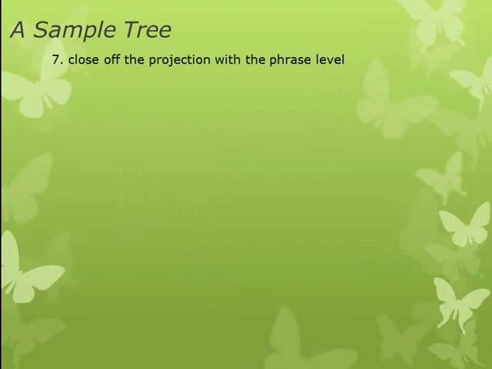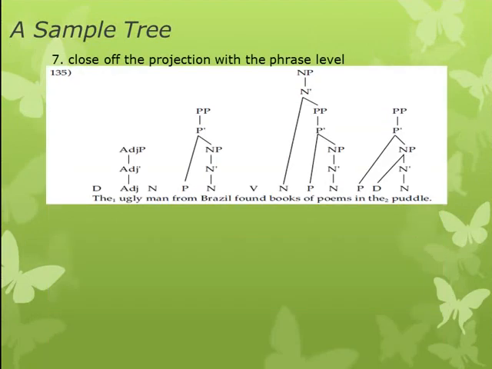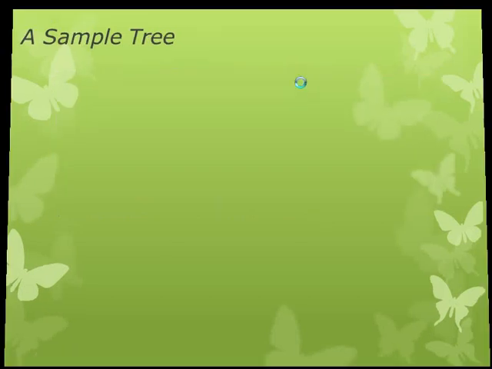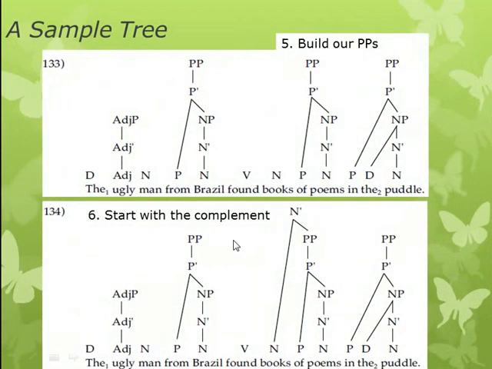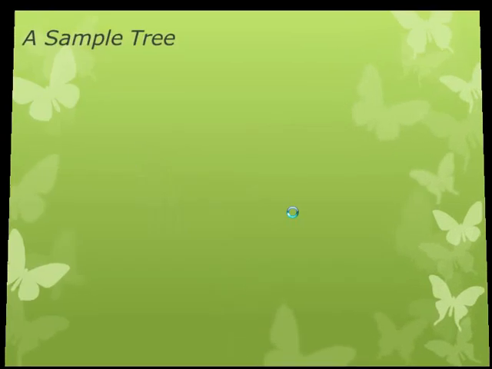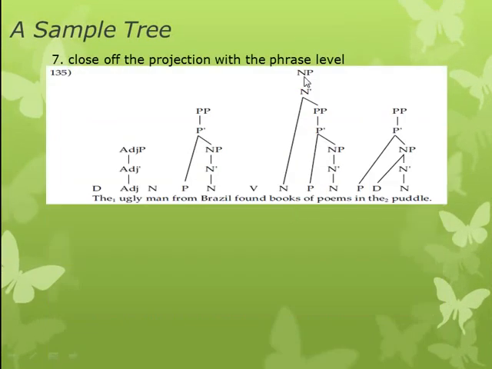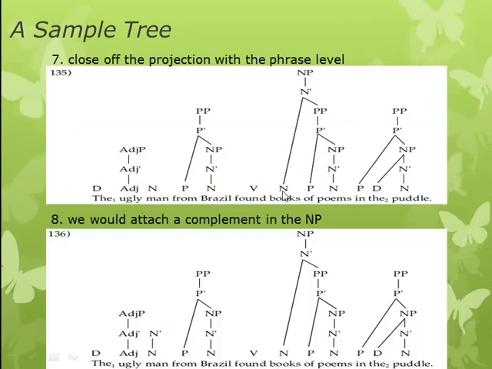Then we go to close off the projection with the first, the phrase level. So after we have the complement and N bar, and then we go to here, N bar level. Okay, let's go again, see the difference. Okay, so here we have N bar only, but the next one we have noun phrase above the N bar, and then we would attach a complement in the noun phrase. So we have to attach the complement in the noun phrase.